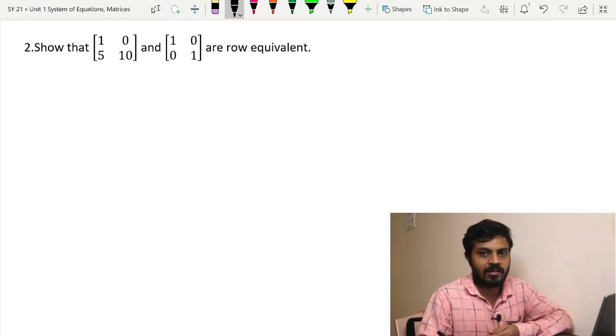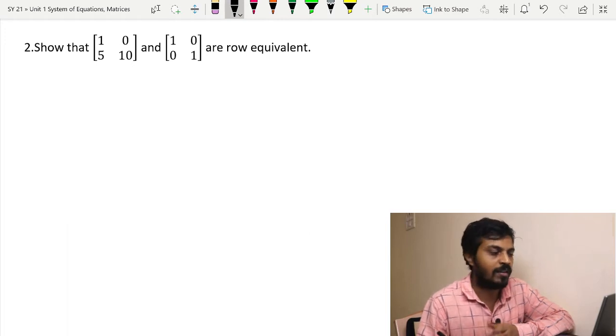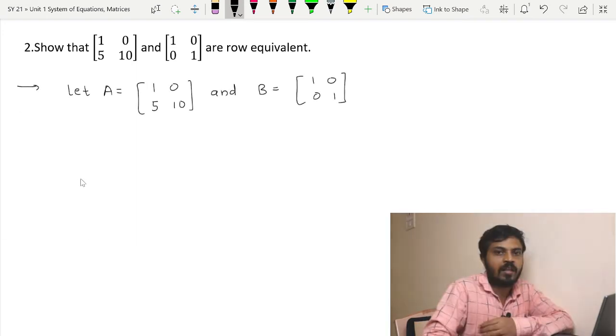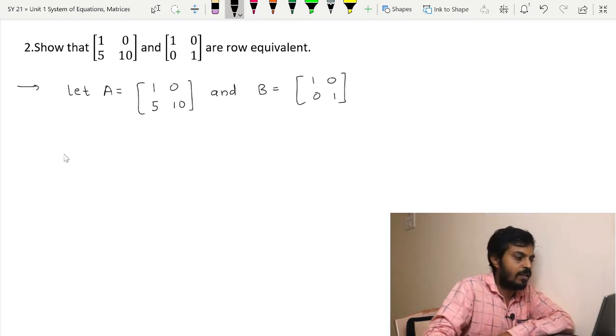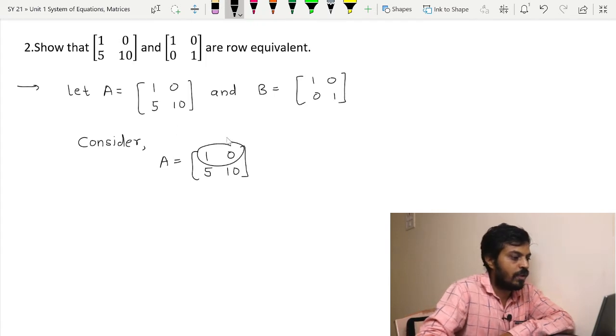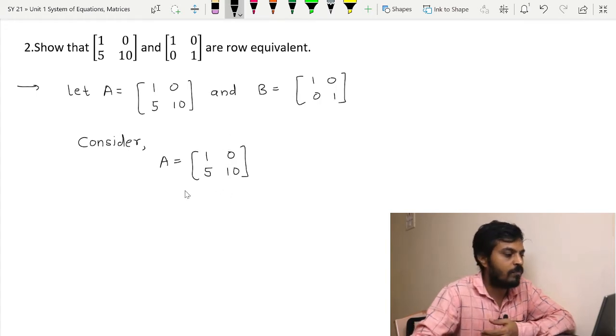In this example as well, we are asked to show that these two matrices are row equivalent. Again, first of all I will give names to them. Now I will consider the matrix A. Again, if you see, the first row of A and the first row of B are the same. So whatever elementary row operation I have to perform, I have to perform on the second row.